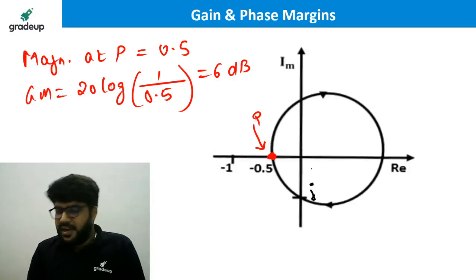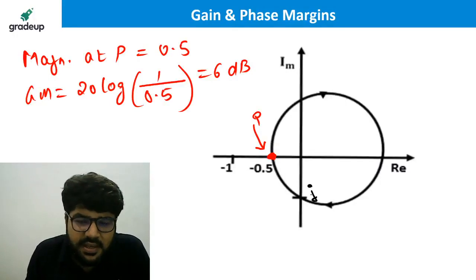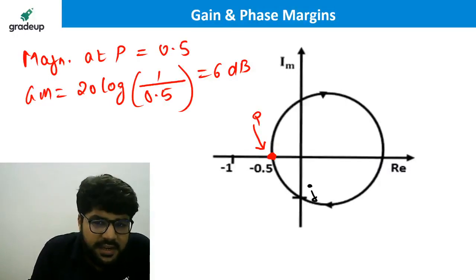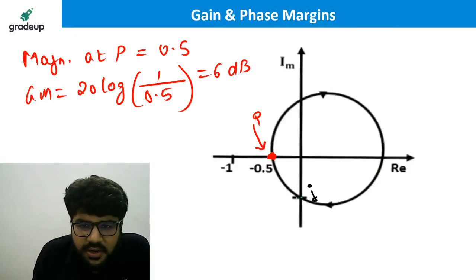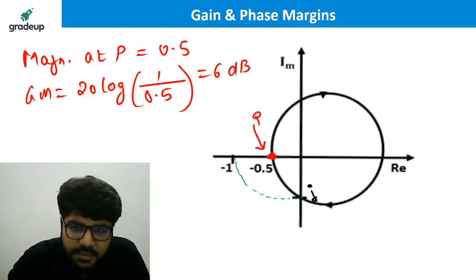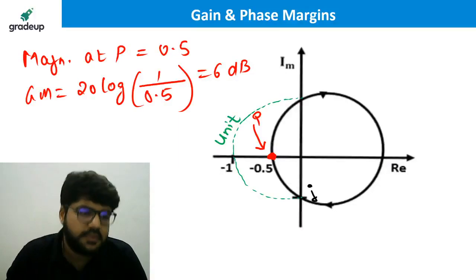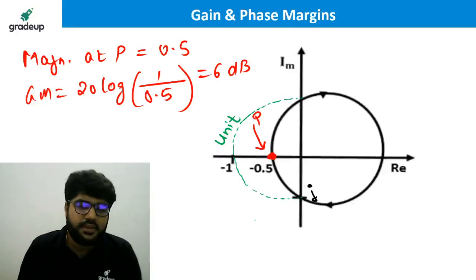This is point J. It was given in the GATE question. I am very much sure that this point was given to be J. Okay. So J means it has magnitude 1. So where is my unit circle now? Because this is J, the unit circle will also pass through J because J magnitude is also 1. This is my unit circle.